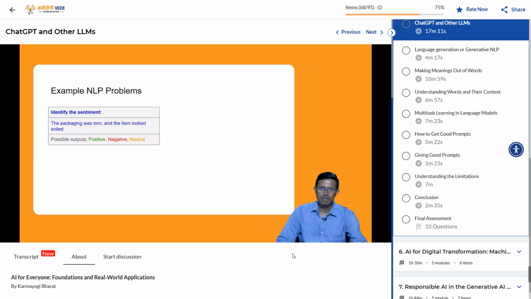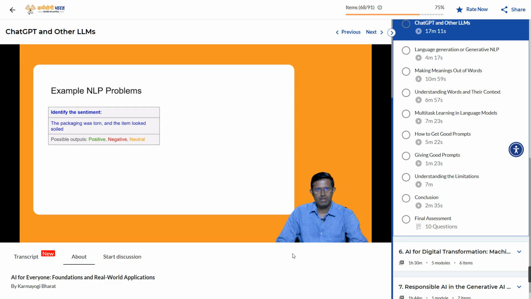So the first problem here is an NLP problem where we want to identify the sentiment present in an input text. So this specific task will be called a sentiment analysis problem. There is an input, which says here in this example, "The packaging was torn and the item looked soiled." We want to identify the sentiment expressed in it, and the possible outputs that we care about are, say, positive, negative or neutral.